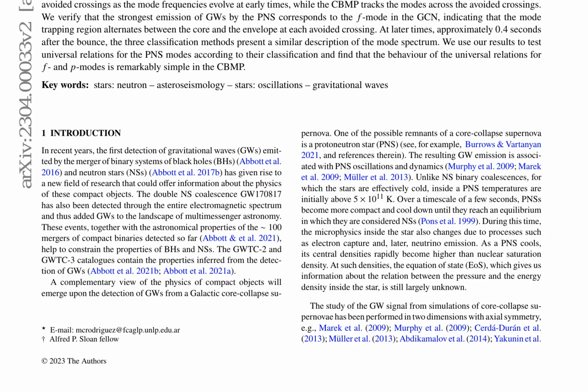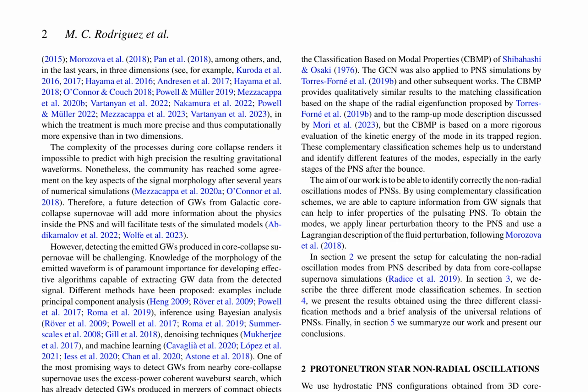At later times, the three classification methods present a similar description of the mode spectrum. The authors use their results to test universal relations for PNS modes according to their classification and find that the behavior of the universal relations for F and P modes is remarkably simple in the CBMP.